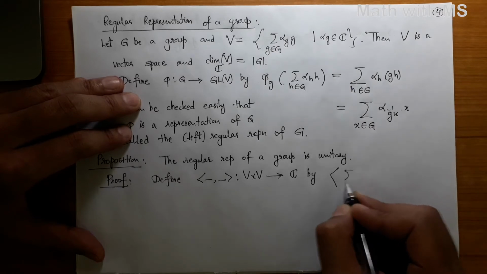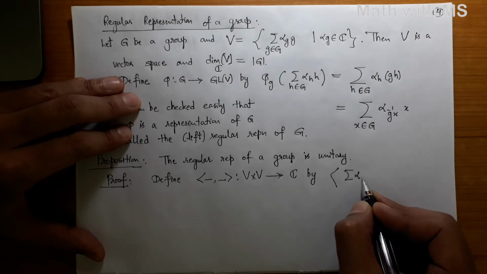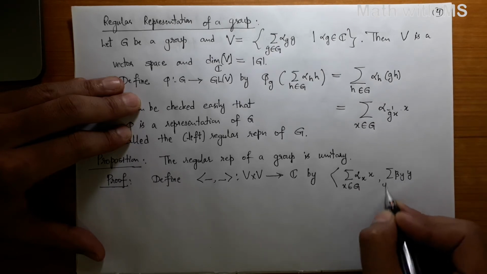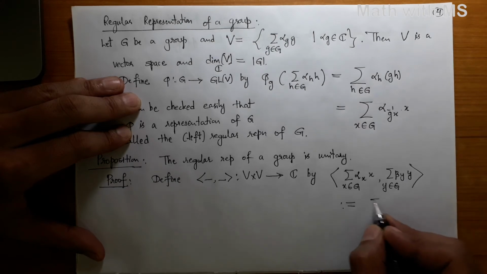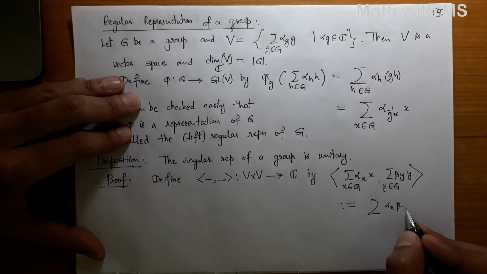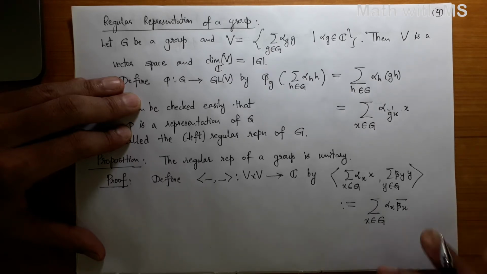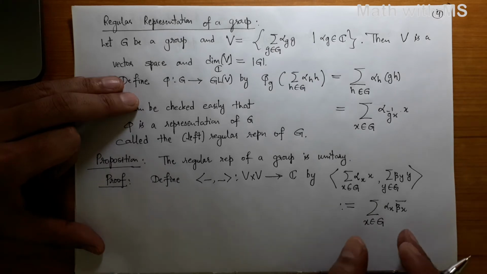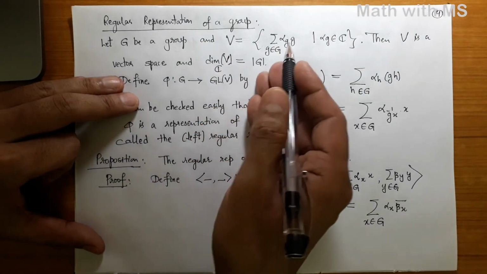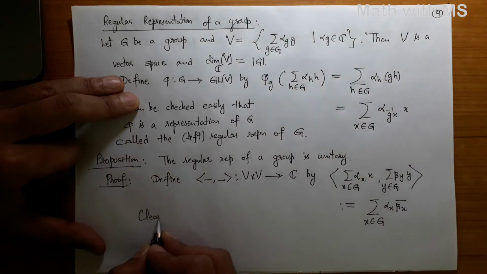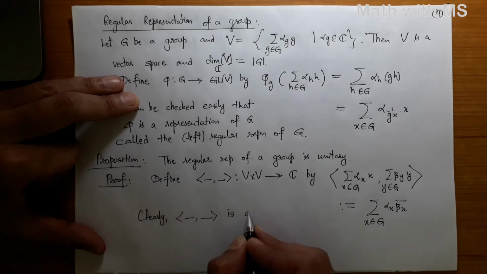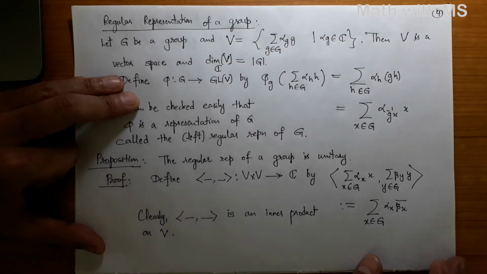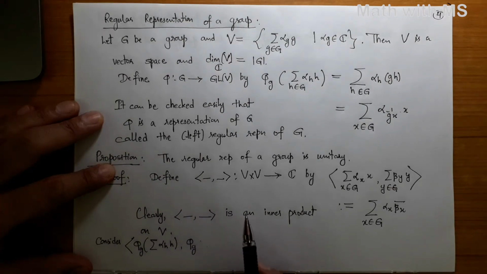You take two elements, Σ α_x x, x belonging to the group G, and Σ β_y y, y belonging to the group G, and you can set the inner product as Σ α_x β_x bar, x belonging to the group G. Recall that the right hand side is the standard Hermitian inner product on C^n, where n is the order of the group G. So in fact the vector space is isomorphic to C^n, where n is the order of the group G. So clearly this is an inner product on the vector space V.